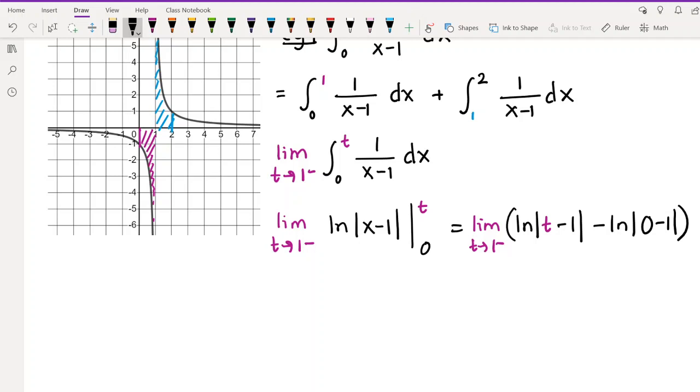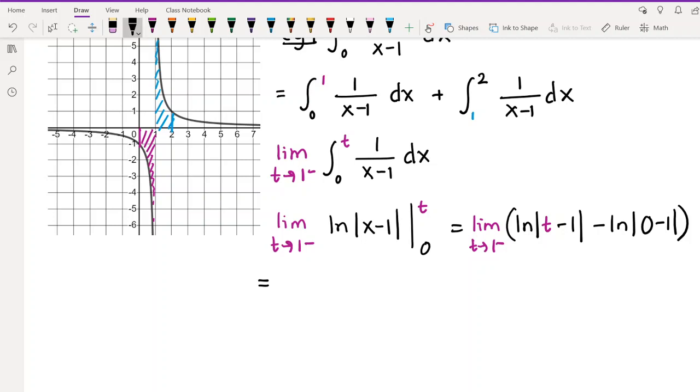If we didn't have the absolute value, that would actually be undefined. You can't take ln of a negative number. And so that's why the absolute value bars are important. They force the antiderivative to be defined at all values of x. Okay, so what about the limit as t approaches -1 of ln of t minus 1? Or sorry, not -1, 1 from the left.